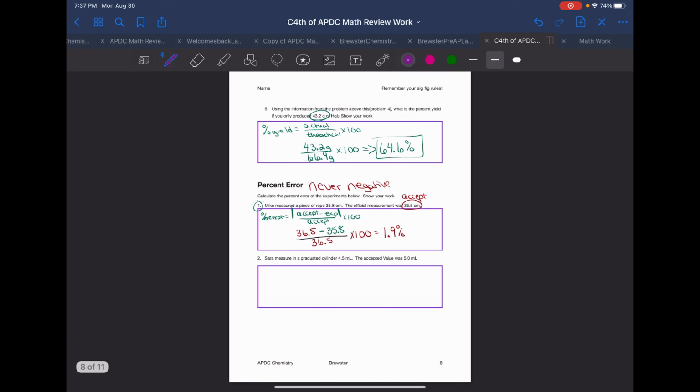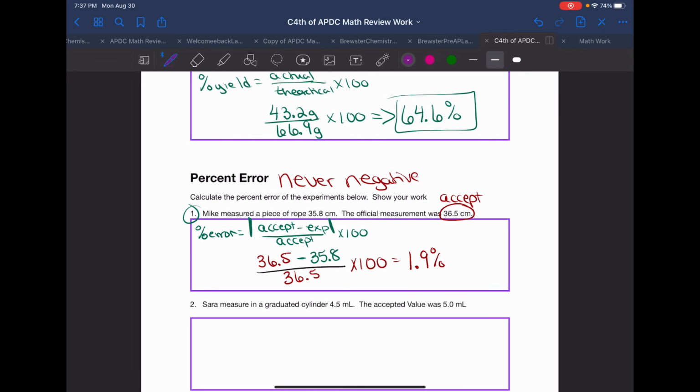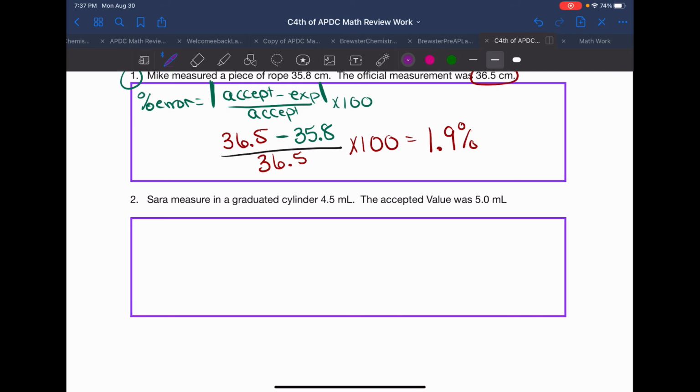Okay, so we did our theoretical yield. Remember, theoretical is your max. And then we did percent error. So I'll do one more with you on this one.